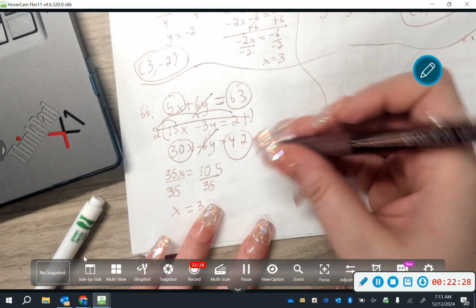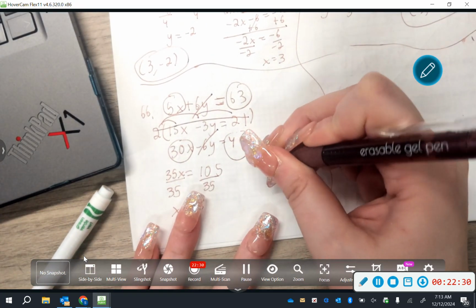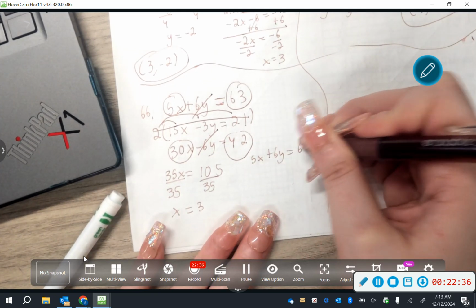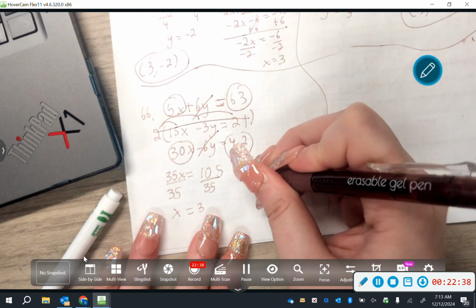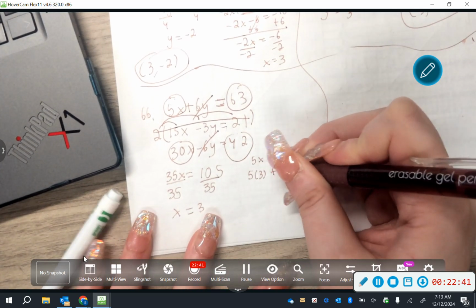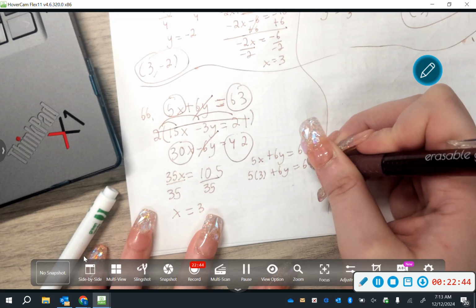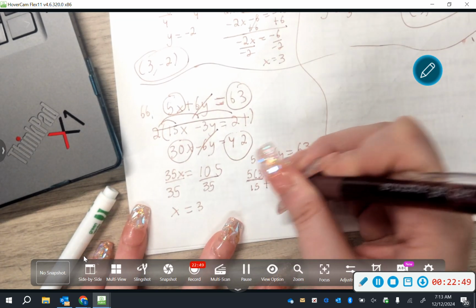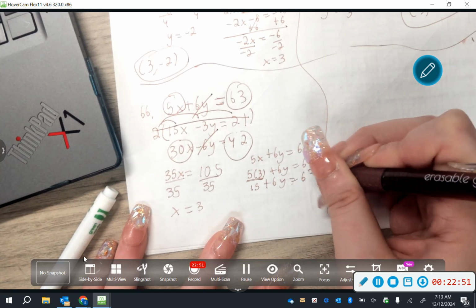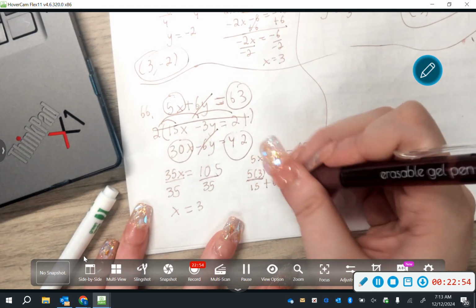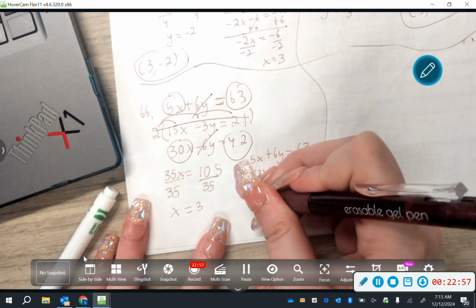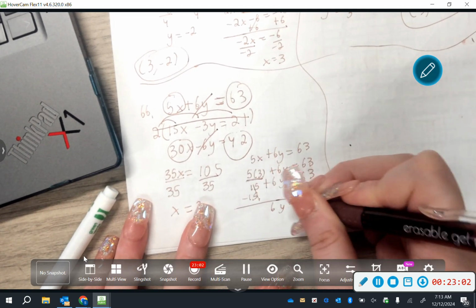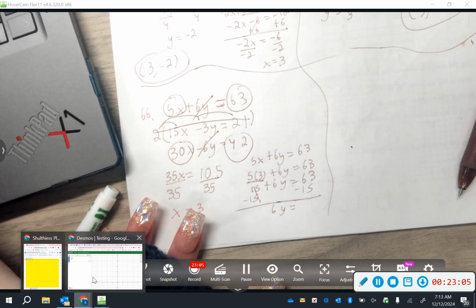Alright, now I'm going to rewrite my first equation. It doesn't matter which one, I tend to rewrite my first one. 5x plus 6y equals 63. We know my x has to be 3, so 5 times 3 plus 6y equals 63. Take care of my parentheses. 5 times 3 is 15 plus 6y equals 63. If I want to get the y by itself, I need to move this positive 15. The opposite of positive 15 is minus 15 to both sides. 6y equals, what's 63 minus 15?